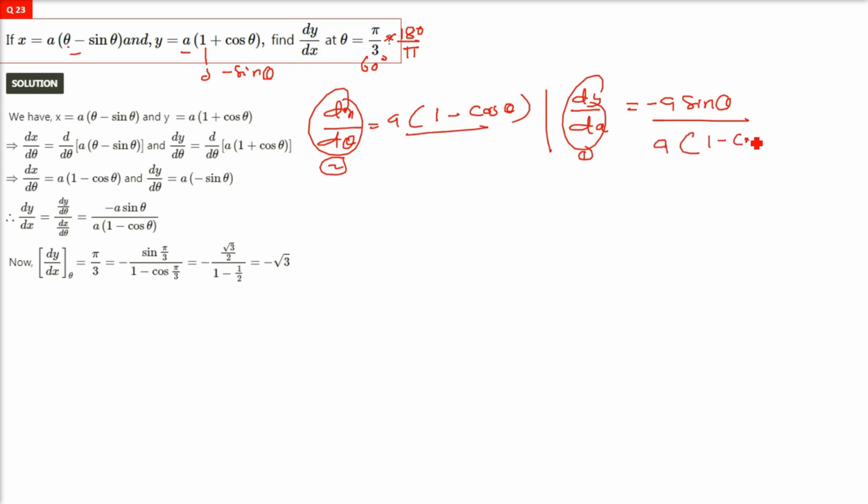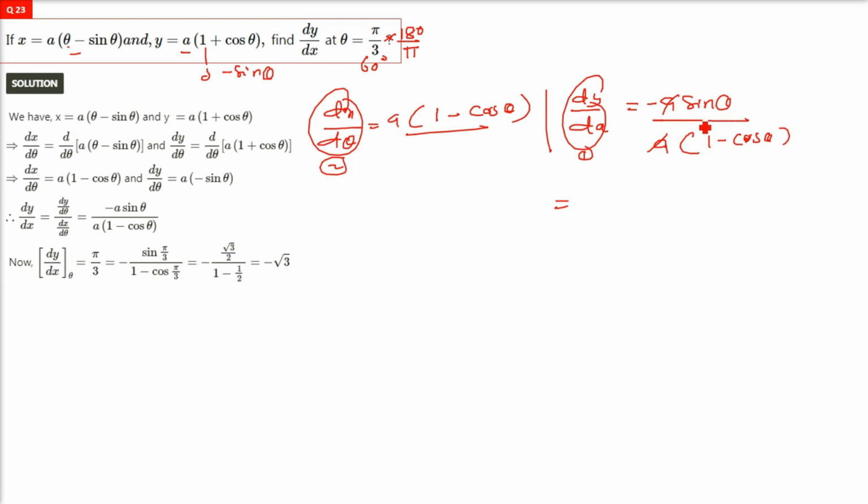So this is how I save your time and my time also. I don't do all the steps, I just explain things. So a gets cancelled. You can just open this sin theta as 2 sin theta by 2 cos theta by 2. 1 minus cos theta also, you know. This is the way you can do.